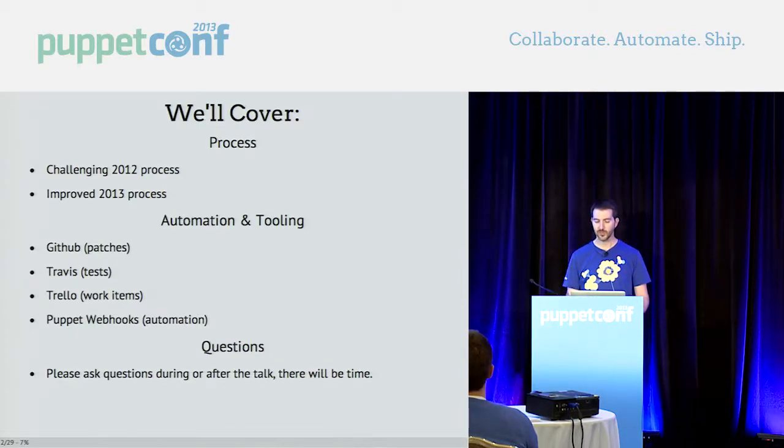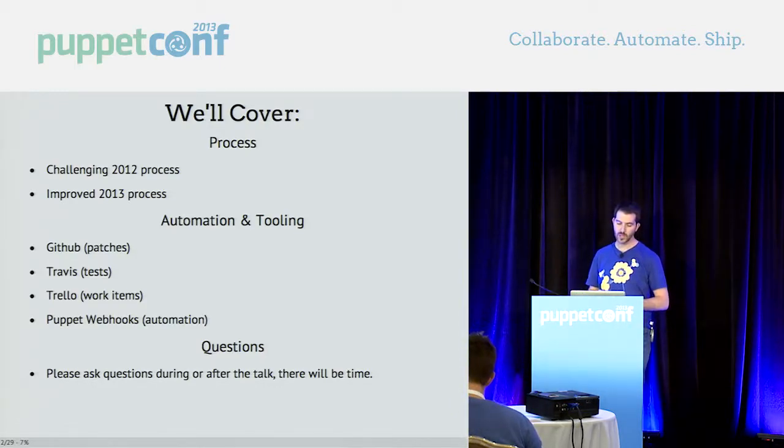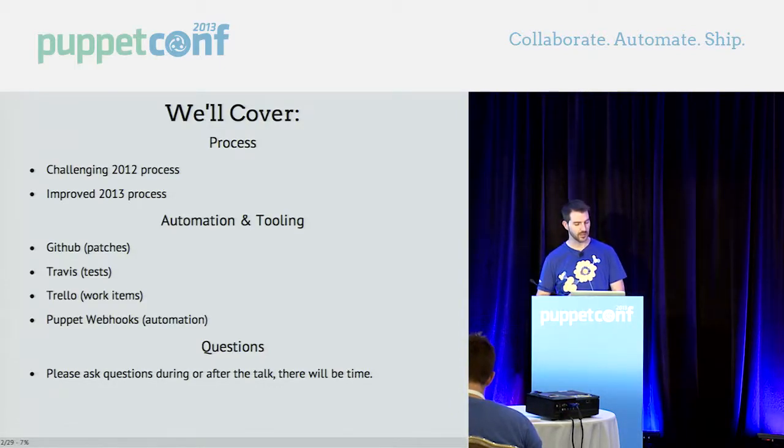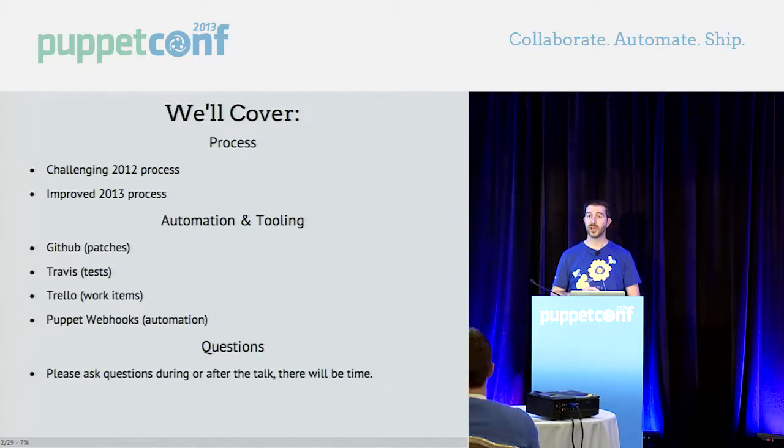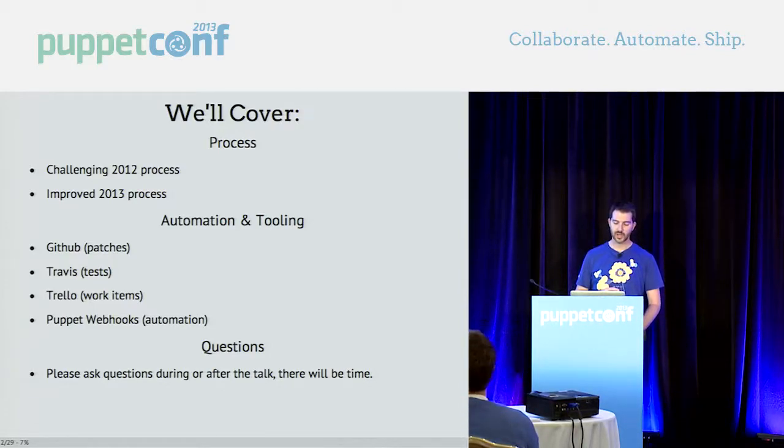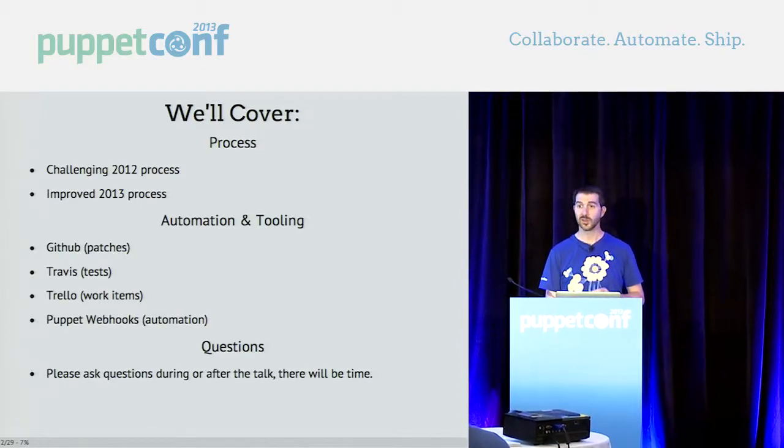And then in the second half, we're going to talk about some of our automation and tooling. So we've put together some tools to automate some of the more tedious aspects. So we're using GitHub, TravisCI for the testing and immediate feedback. It's not actually our official CI system or anything, but it does give contributors more rapid feedback. We're using Trello to keep track of work, and a small open source project that we wrote to connect all these together. And then we'll have some questions at the end.